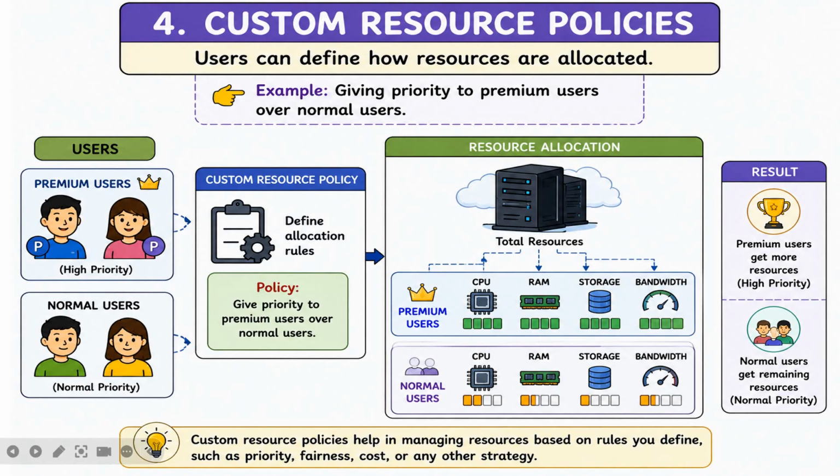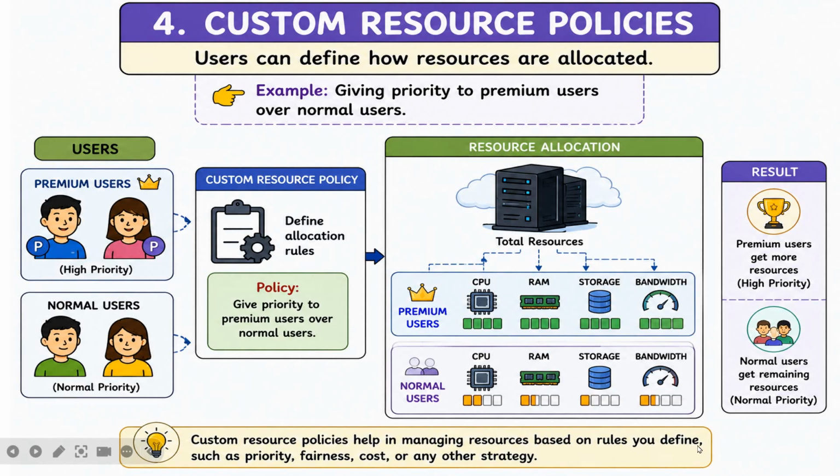On the right side of this figure, it displays the result of applying the policy. Premium users get more resources, that is the higher priority, and they get faster service and better performance because of higher resource allocation, whereas the normal users still receive services but with the lower priority.